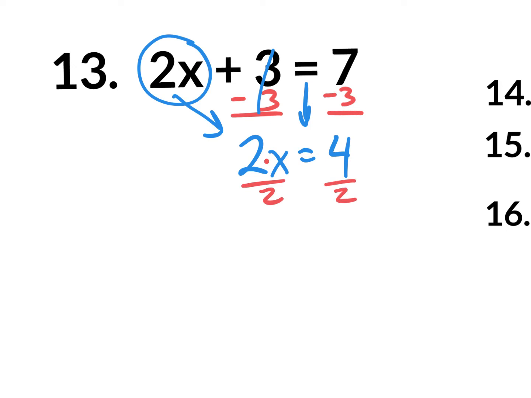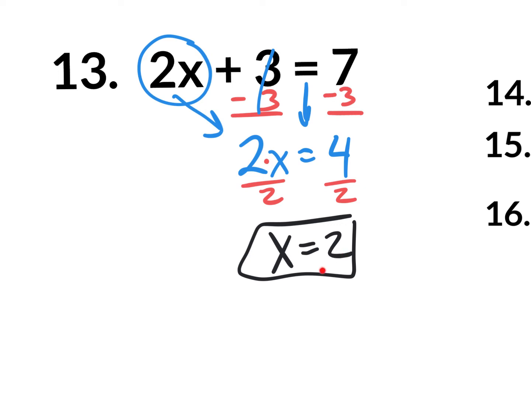We do to one side, do to the other side to maintain equality. Our final answer is x equals 2. That's your answer. Type it in with no spaces between your terms. Also, if you wanted to double check it, plug it right into the x. 2 times 2 is 4, plus 3 is 7. That's your answer.